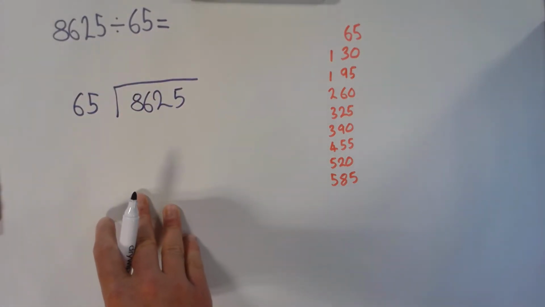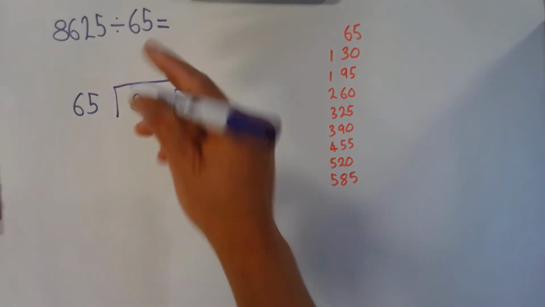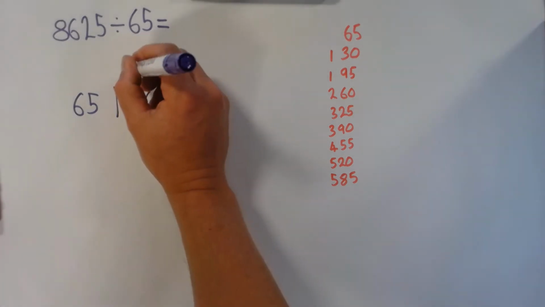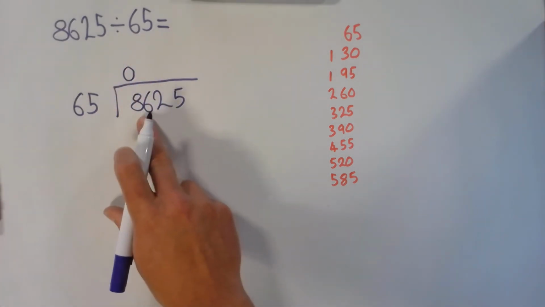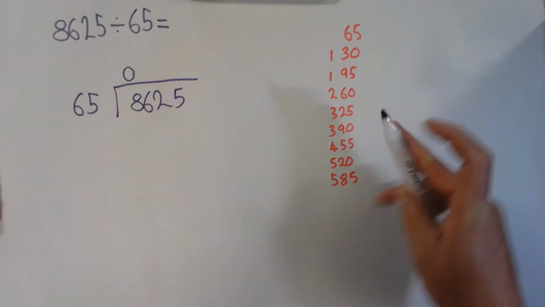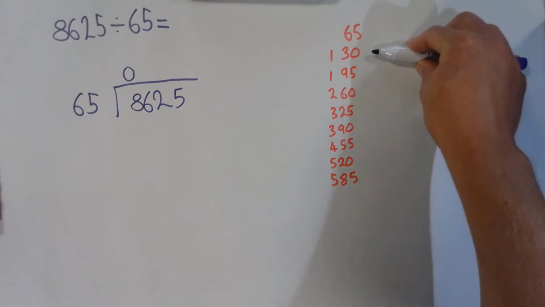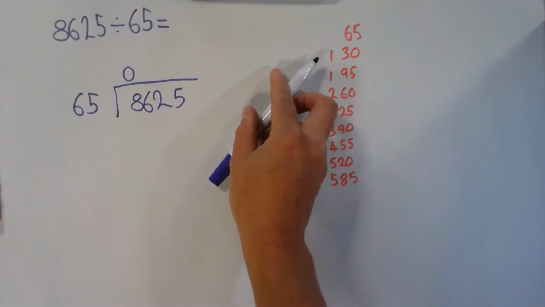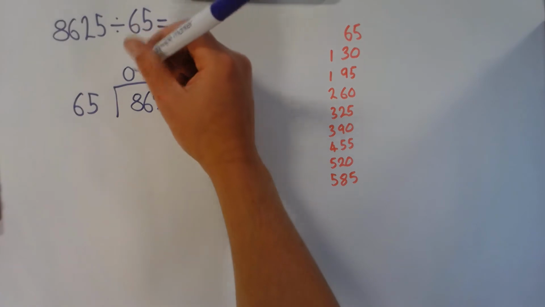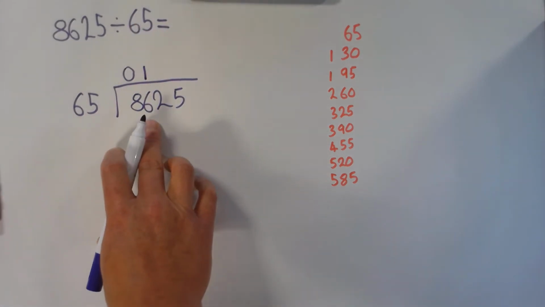We're going to work from the most significant to the least significant digits bit by bit and work out what we've got. How many 65s can I make from 8? Well, none. So now I'm considering the first two numbers. How many 65s can I make from 86? Well, let's have a look down here. Here's one group of 65. Two groups of 65 gets me to 130, which is far too high. So actually the answer here is 1. I can make one group of 65 from 86.